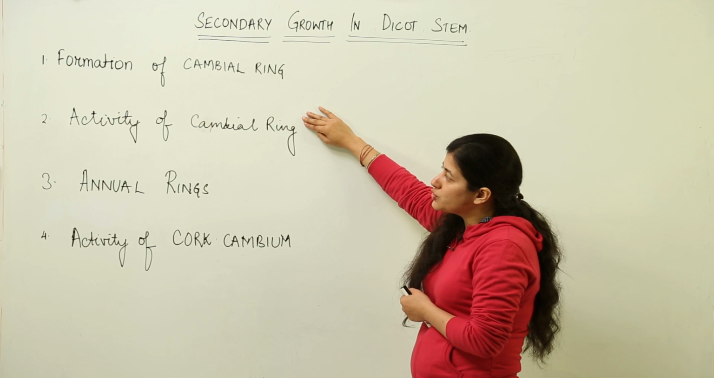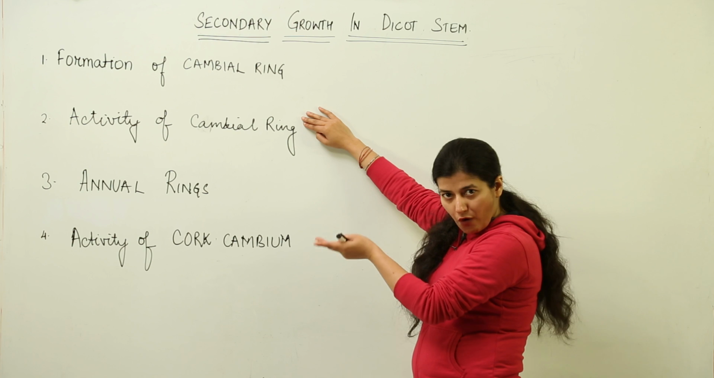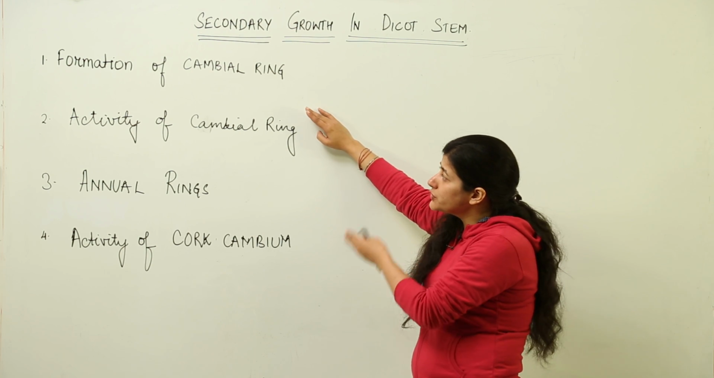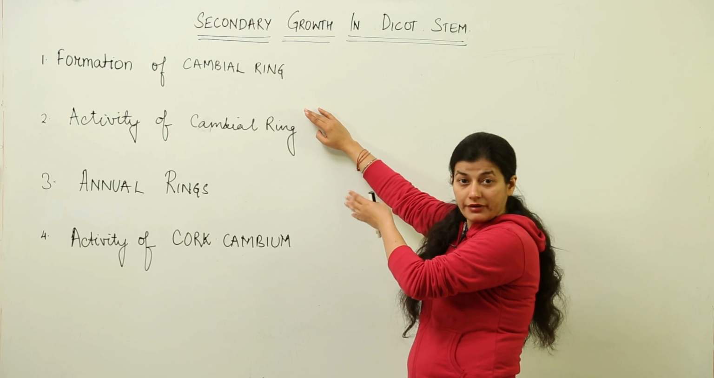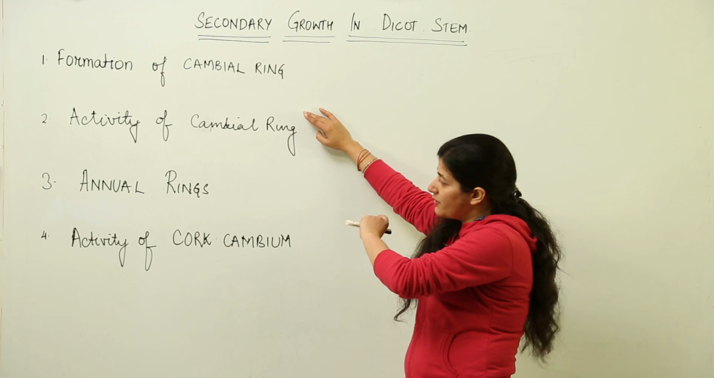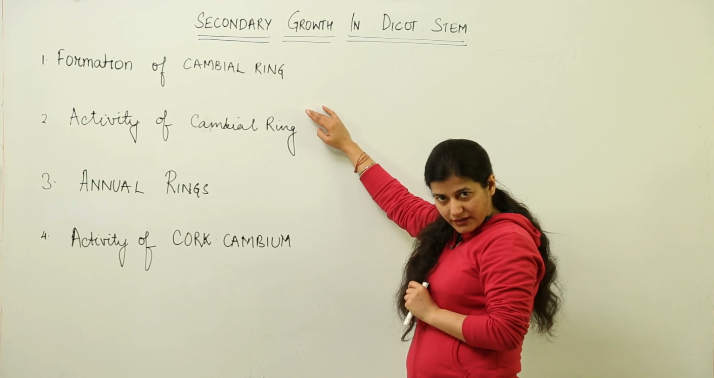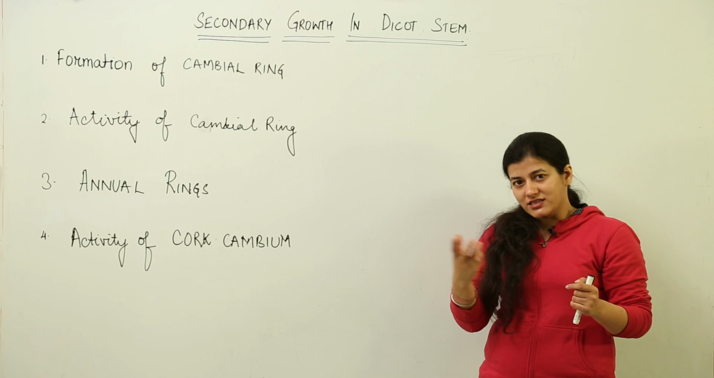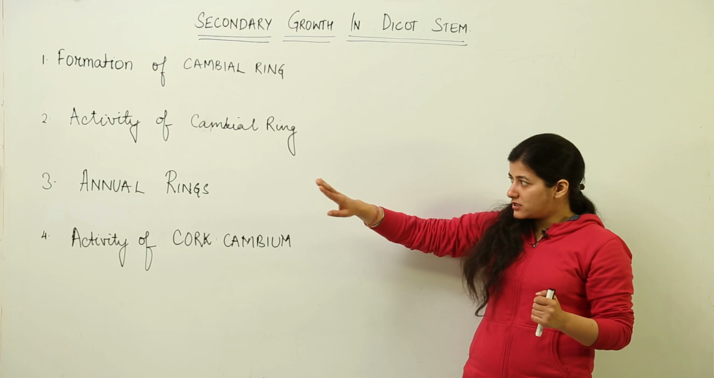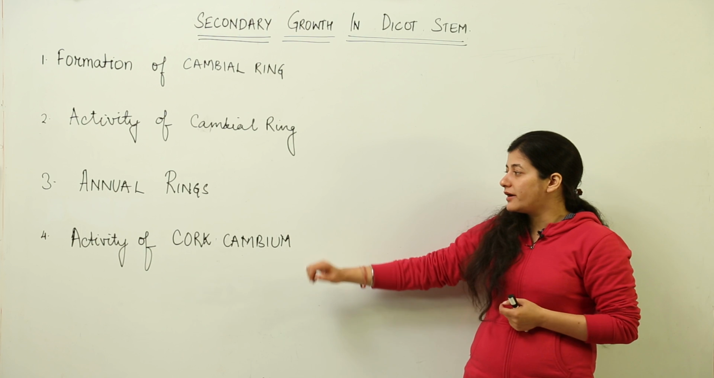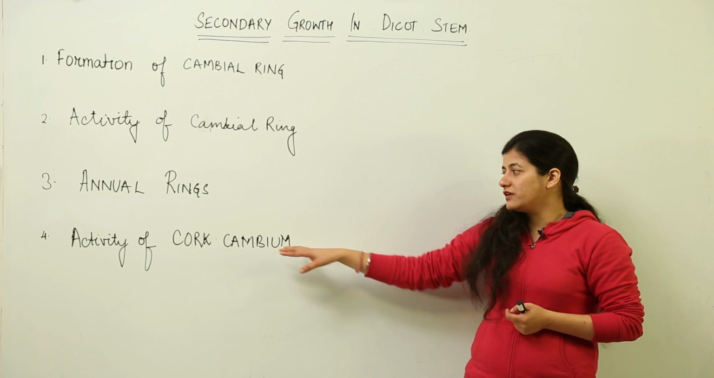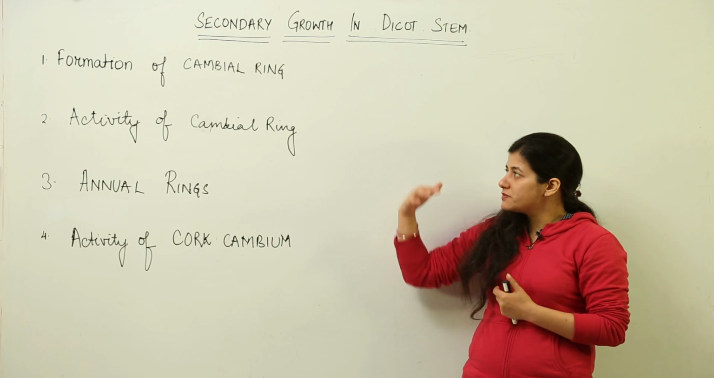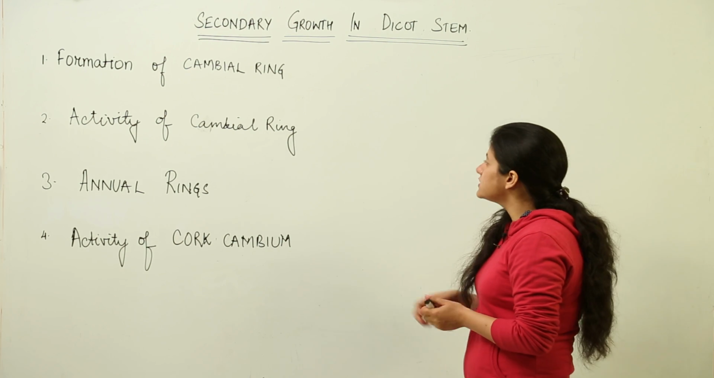The second step happens to be that the cambial ring that is formed in the first step becomes active. Third step is, due to the activity of this particular cambial ring, there is formation of annual rings, and you must have observed a wooden log. There are concentric rings which are formed. It is those annual rings we are talking about. And last is the activity of cork cambium, and we are going to get introduced to a few terms one by one as we go across these points.